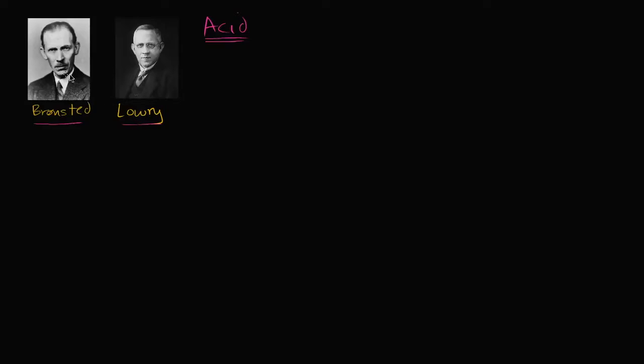And this is a picture of Bronsted, this is a picture of Lowry, and they came up with this acid-base definition in the 1920s. So we're going to do the Bronsted-Lowry definition of acids and bases. According to them, an acid is a proton, or instead of writing proton, we could actually write hydrogen ion donor. So why is a proton and a hydrogen ion the same thing?